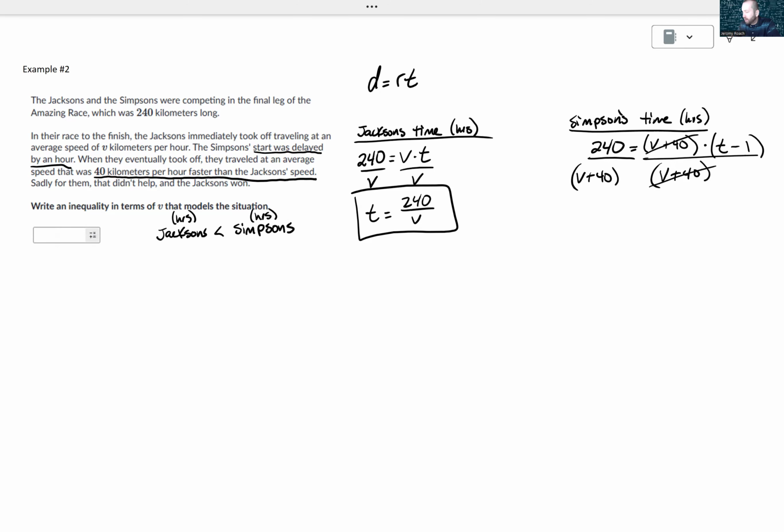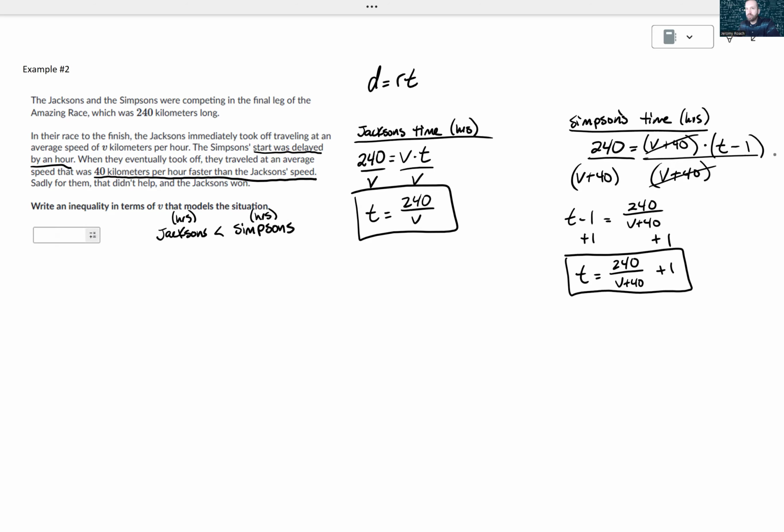And that crosses that out. So now we have t minus 1 equals 240 over v plus 40. And we're just going to add that 1 to both sides, and we get t equals 240 over v plus 40, plus 1, for the Simpsons' time.